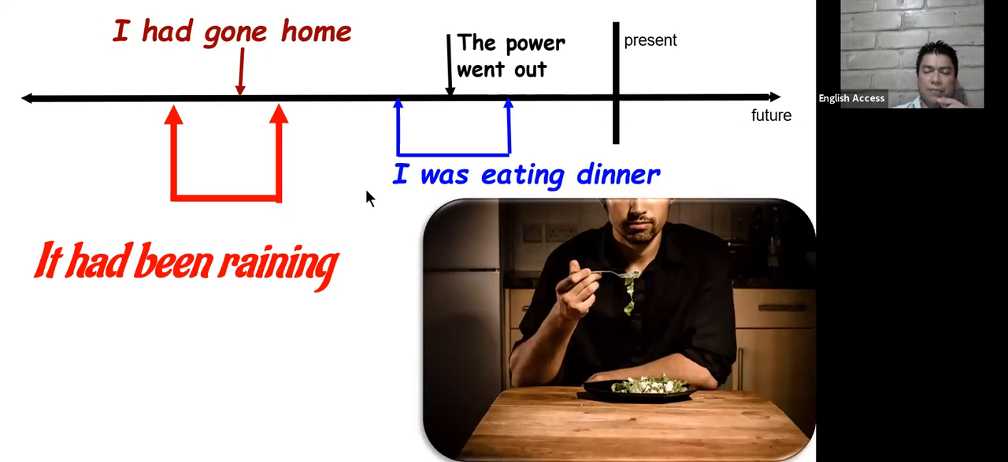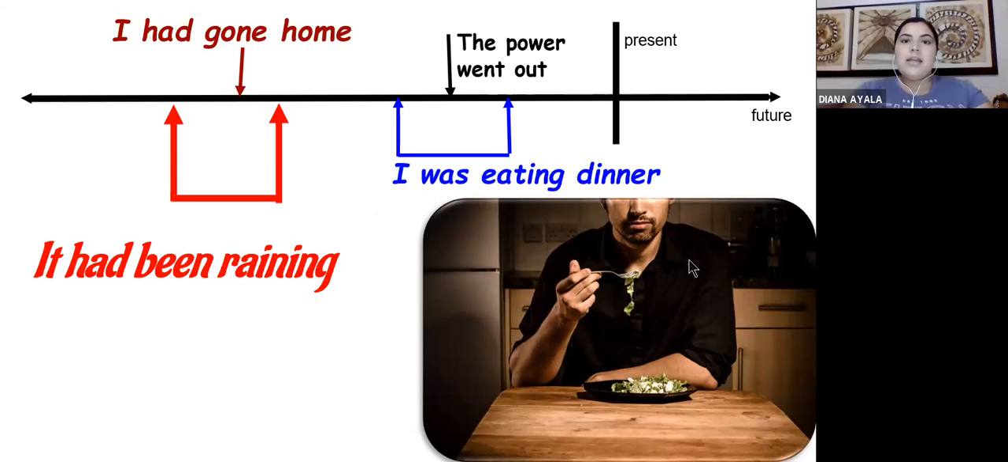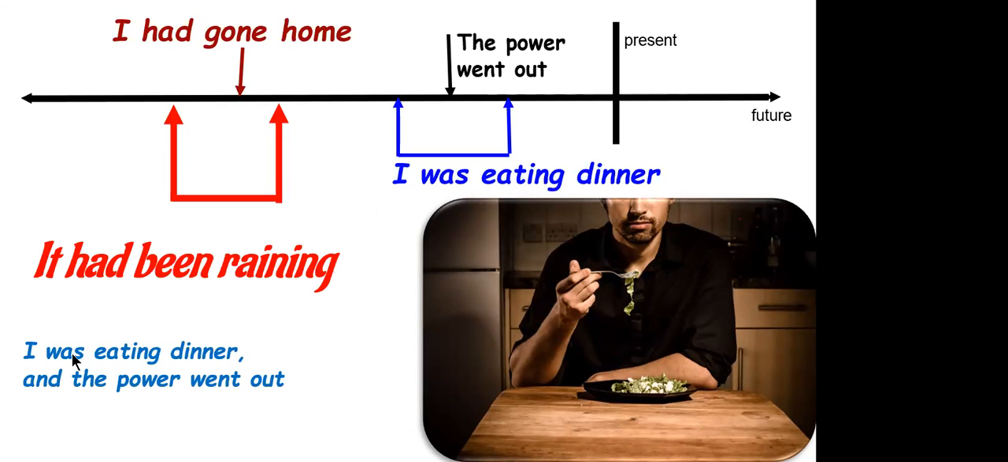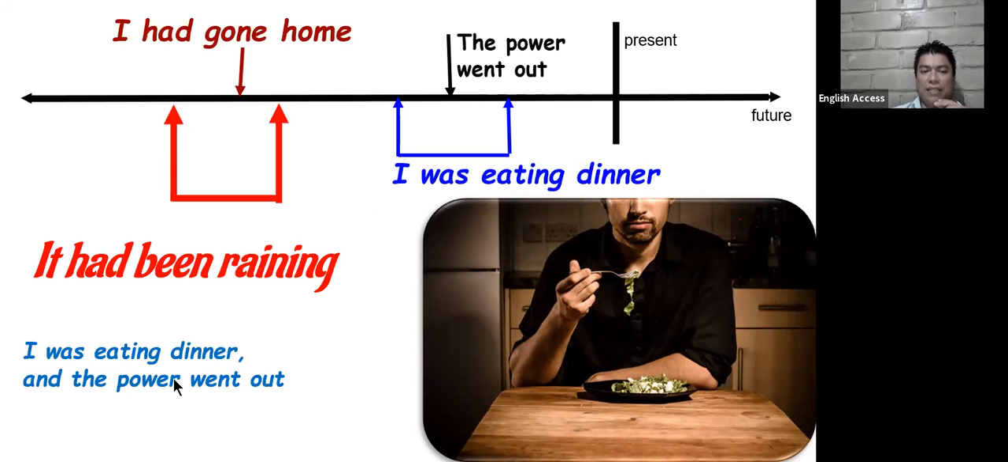What do you see on the screen? A man eating. The teacher eating dinner. There. I was eating dinner. Easy. And the power went out. Right? We have the past continuous and the simple past. We are narrating like a story. Something happened. But we can continue because it had been raining all day.